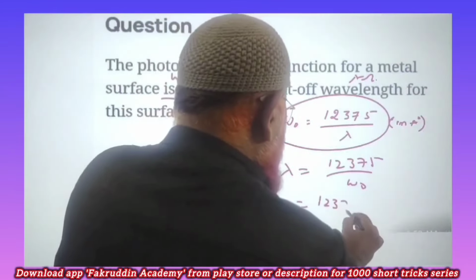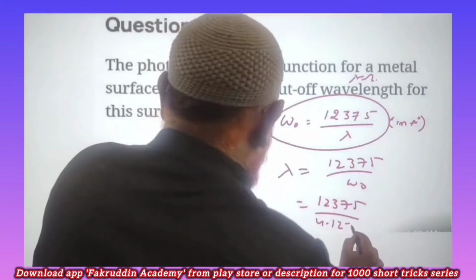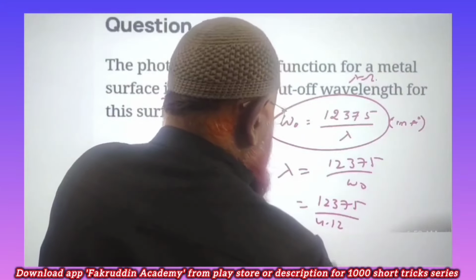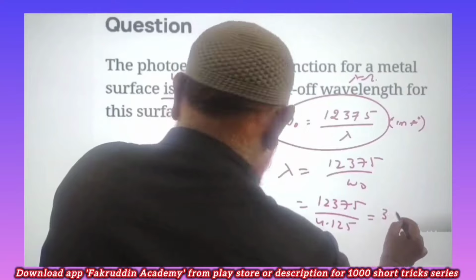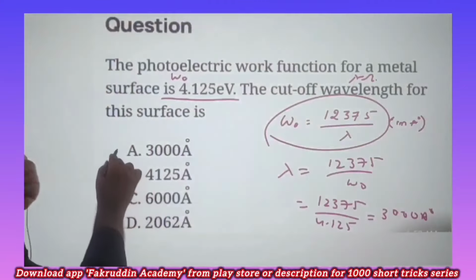That is 12375 divided by W naught, that is 4.125. So 4.125 gives you exactly 3000 angstroms. And your answer is already there.